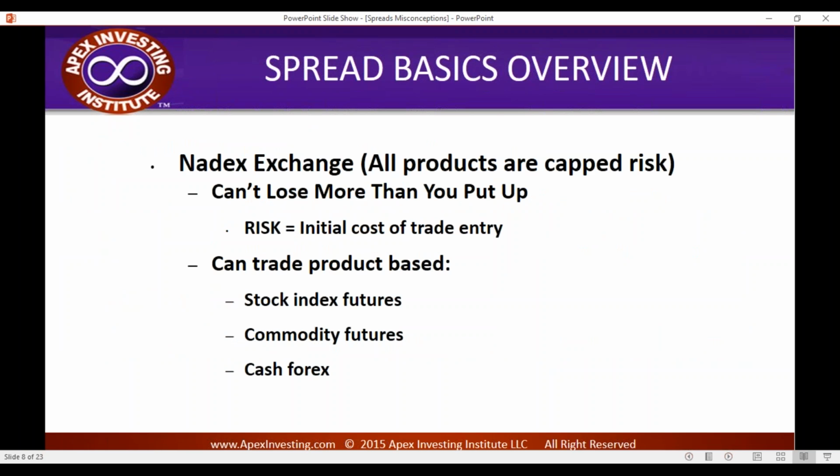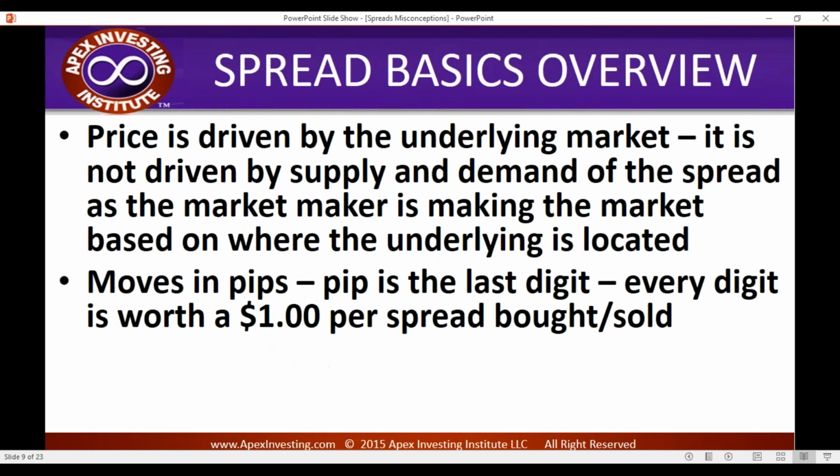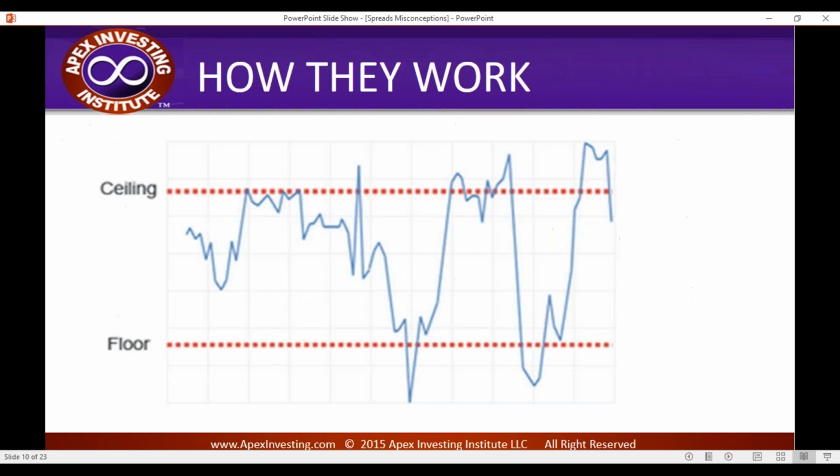Okay, so let's do a quick basic overview of spreads. One of the great things about the Nadex exchange is that all of their products are capped risk. You cannot lose more than you put up. Your risk is the initial cost to enter the trade. You can trade stock index futures, commodity futures, and cash Forex. The price is driven by the underlying market. It moves in pips. A pip is the last digit quoted, and every pip is worth $1.